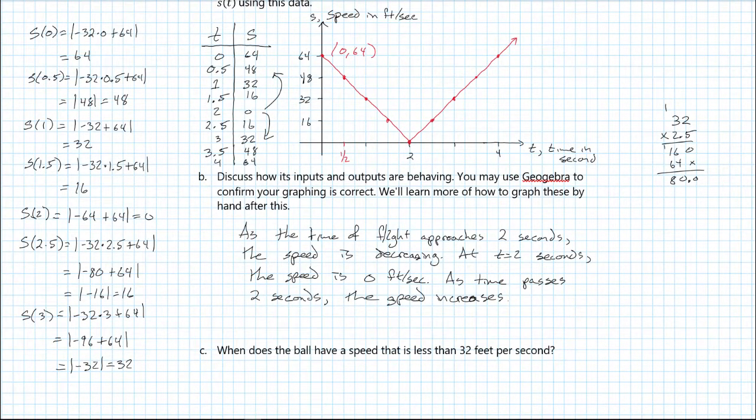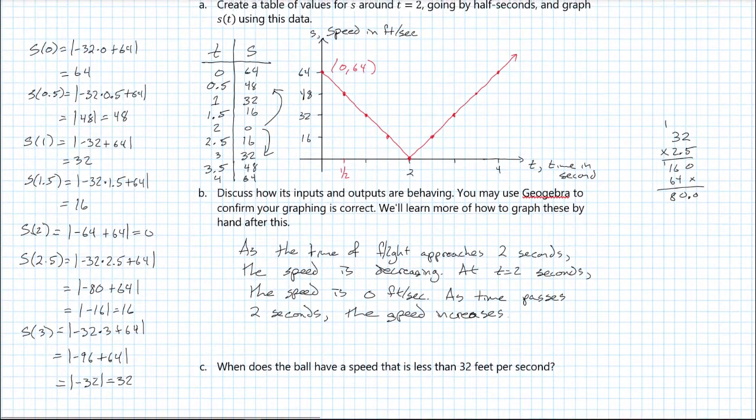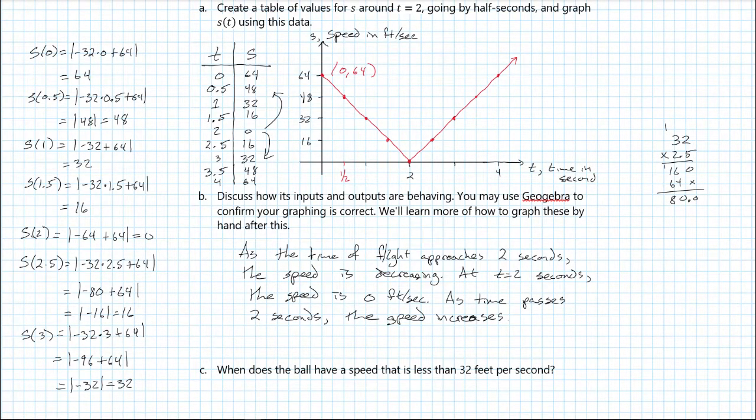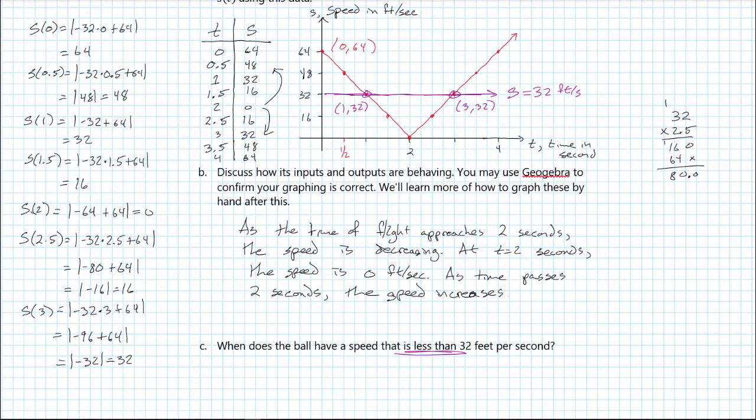We now want to know, when does the ball have a speed that is less than 32 feet per second? It's strictly less than 32 feet per second. So what we'll do is we'll say, okay, our 32 feet per second speed line, this is where speed equals 32 feet per second. And we have these intersection points at 3, 32 and at 1, 32. And so from this, we can see that the speed, the red line, is under 32 when the time is between 1 and 3 seconds.